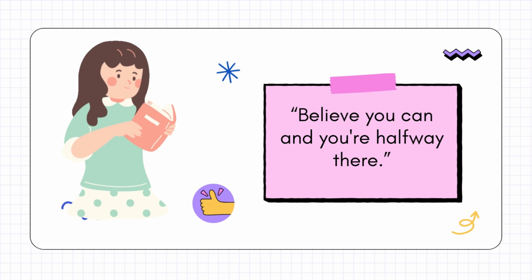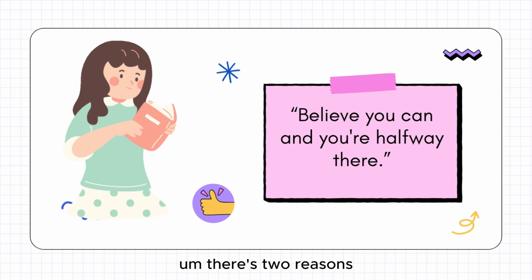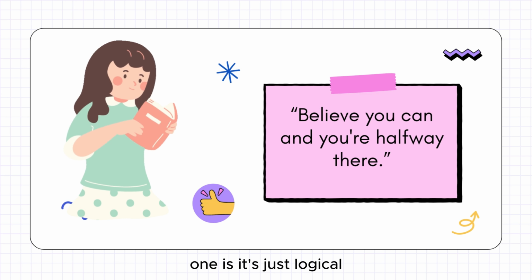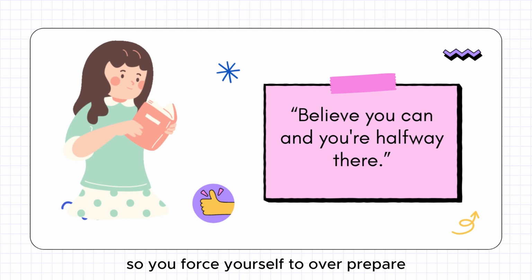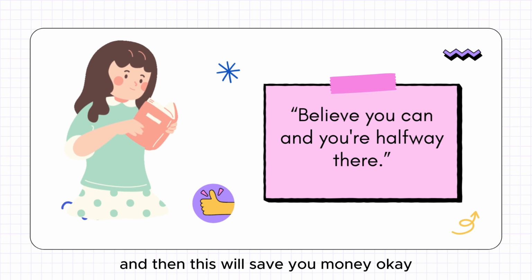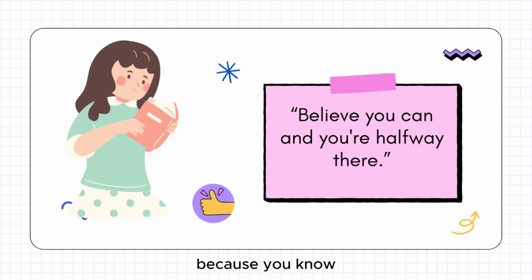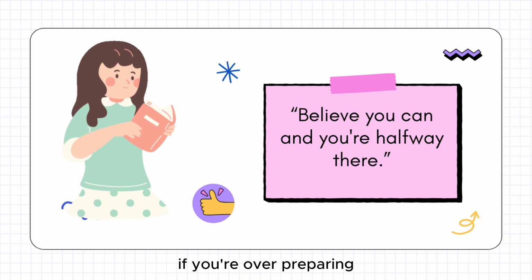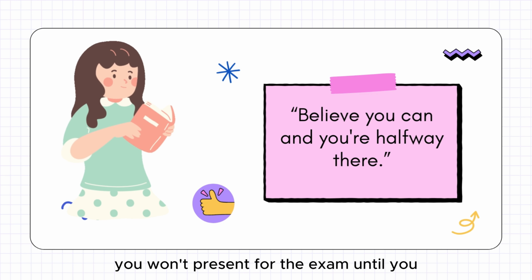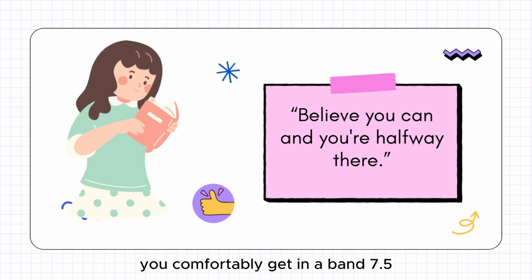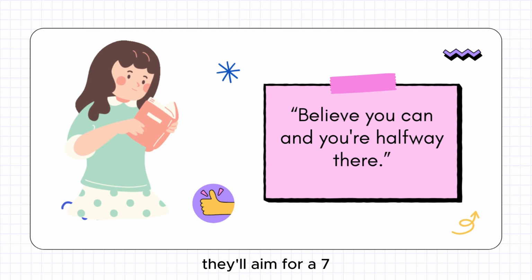The reason is, there's two reasons. One is it's just logical, to aim higher than you actually have to go. So you force yourself to over prepare, and then this will save you money. Okay, because if you're over preparing, you won't present for the exam until you're comfortably getting a Band 7.5.